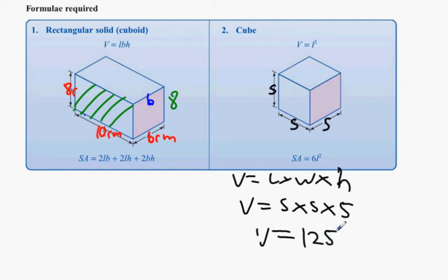125 centimeters squared or centimeters cubed? Centimeters cubed. Volume is cubed, and we did that first. Yeah, sorry.